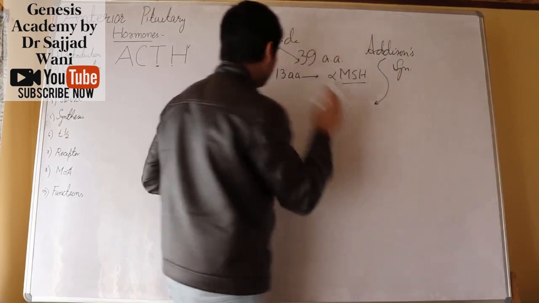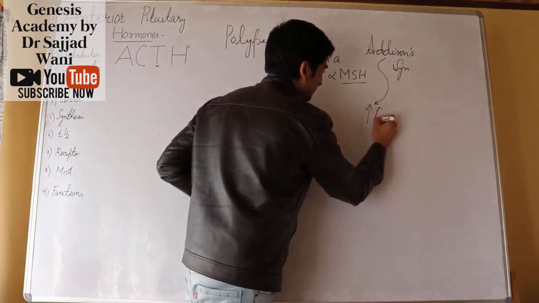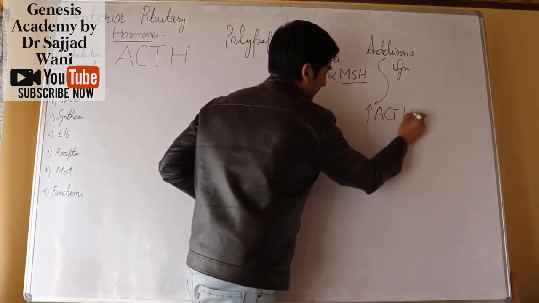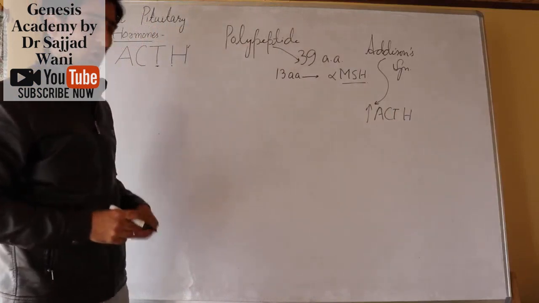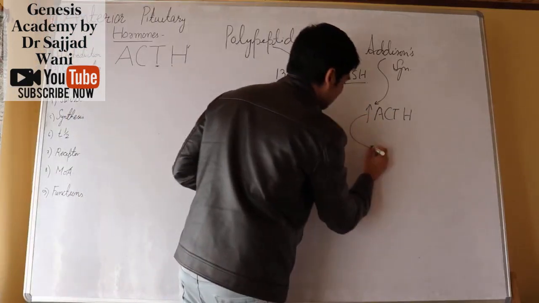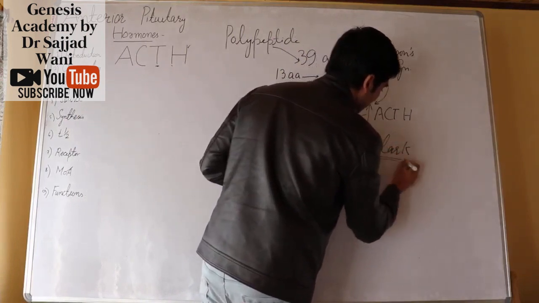In this disease, Addison's disease, what happens? There are high levels of ACTH. There are high levels of adrenocorticotrophic hormone, and when there are high levels of adrenocorticotrophic hormone, it has been seen that there is some darkening or tanning of the skin. The skin becomes dark. Why?